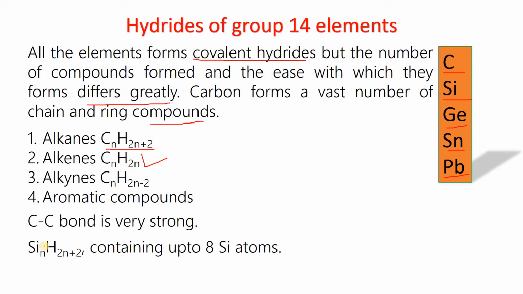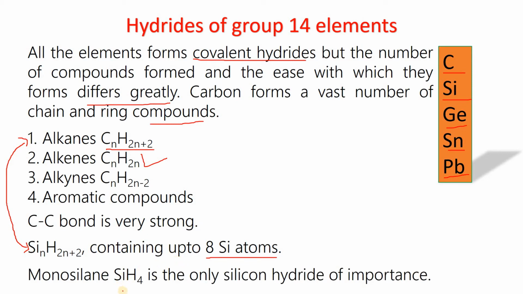Second, SinH2n+2, that is the analog of alkane, containing up to 8 silicon atoms. So catenation is also possible in the case of silicon, but the value of n does not go beyond 8, whereas in the case of carbon, this number is large. Monosilane, that is SiH4, is the only silicon hydride of importance.